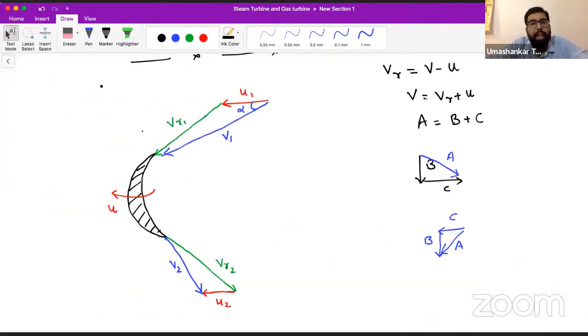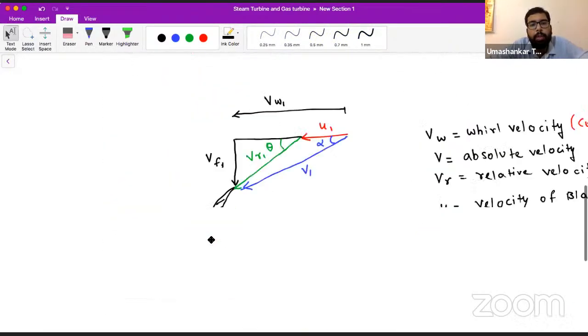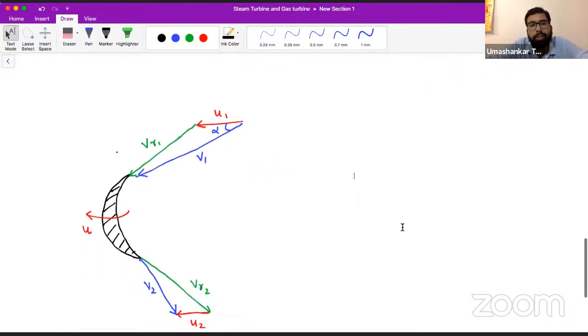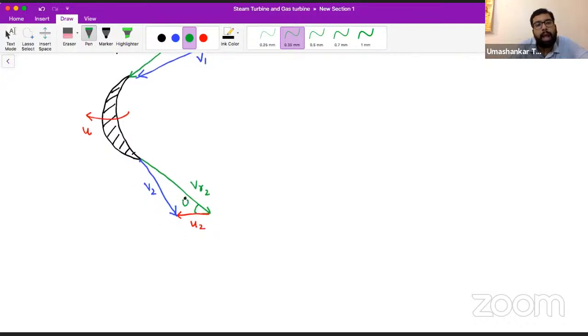So see, we had this figure. If you have understood the fact that all the other components are just the components of these V1, VR1, U1, you can simply calculate them by using these data. Let's see it again. We have this angle equal to theta, this angle equal to phi, and this angle equal to beta.